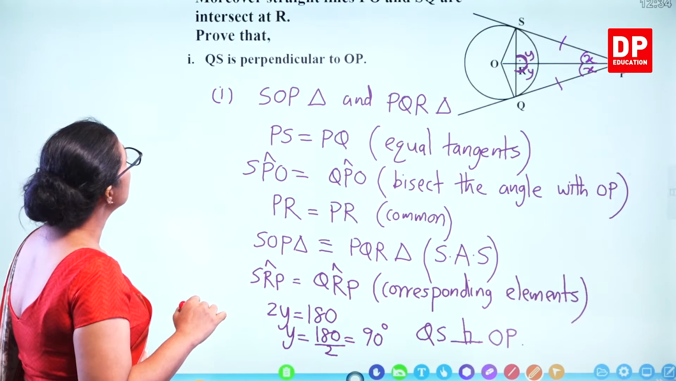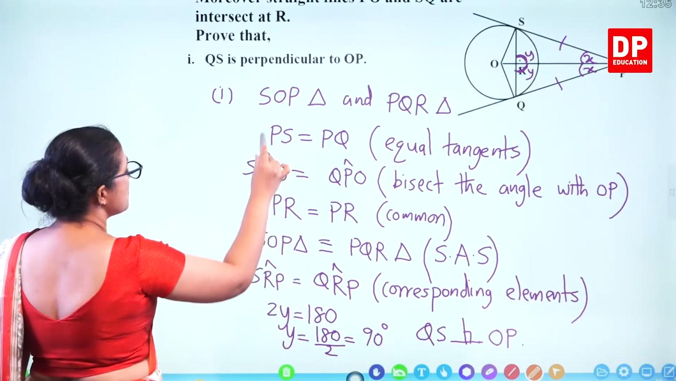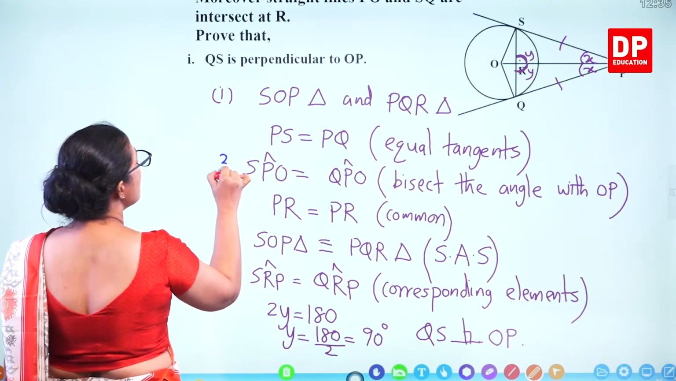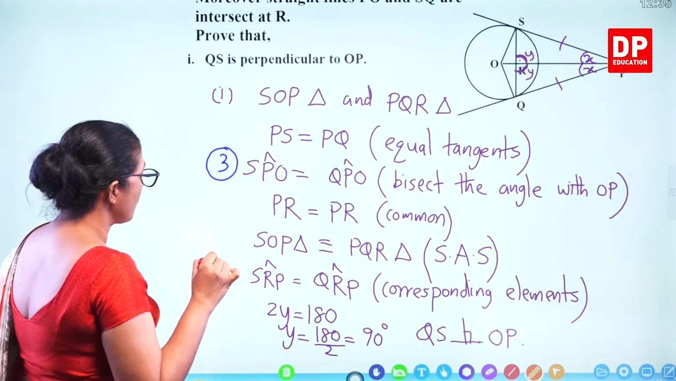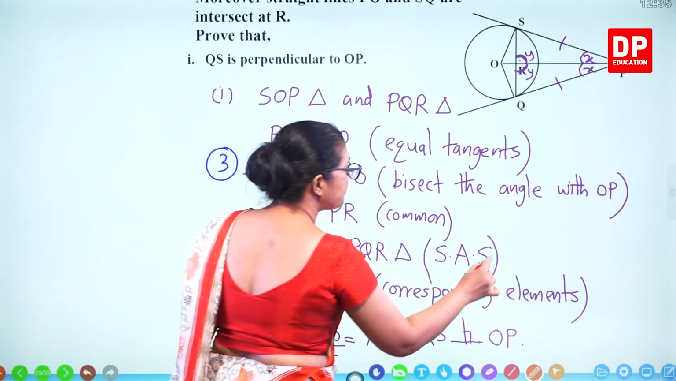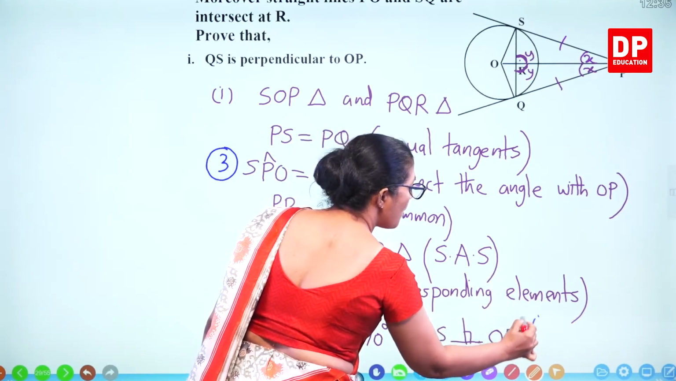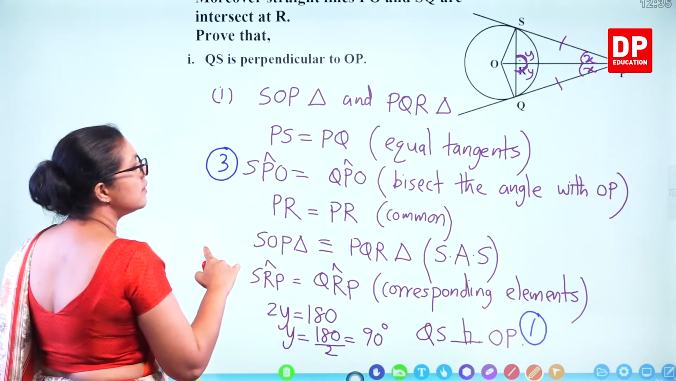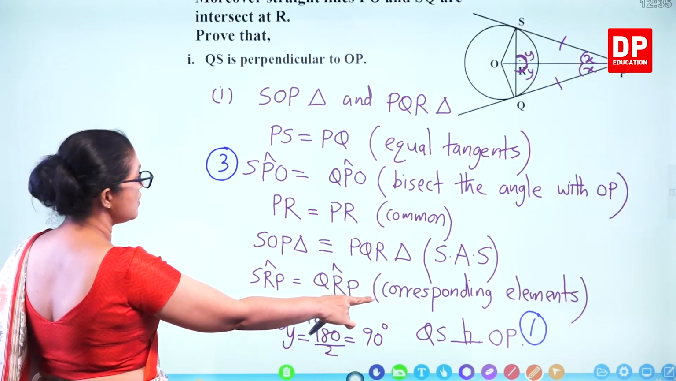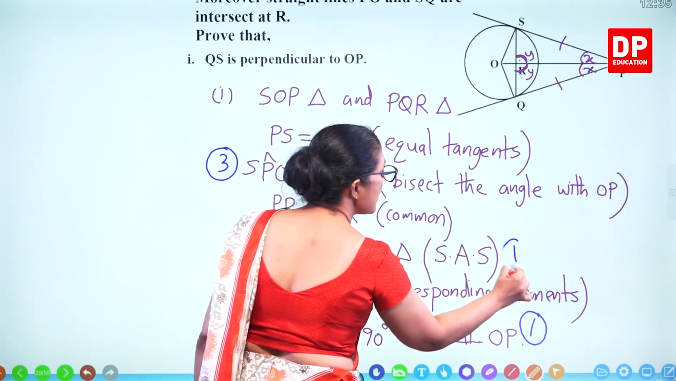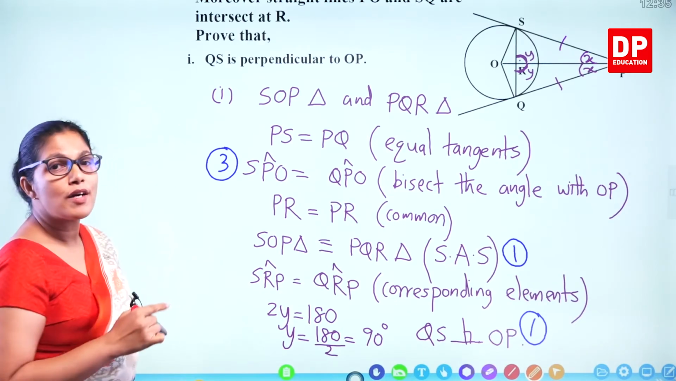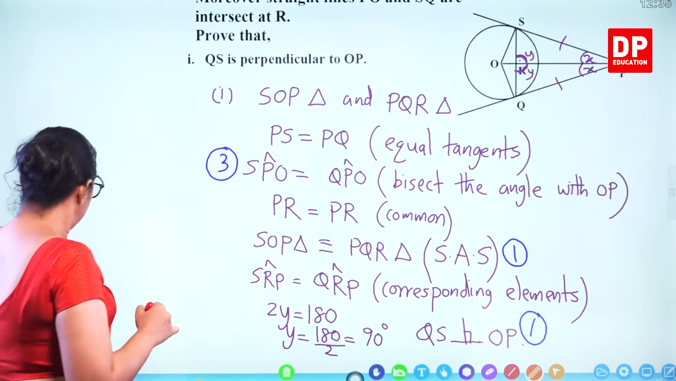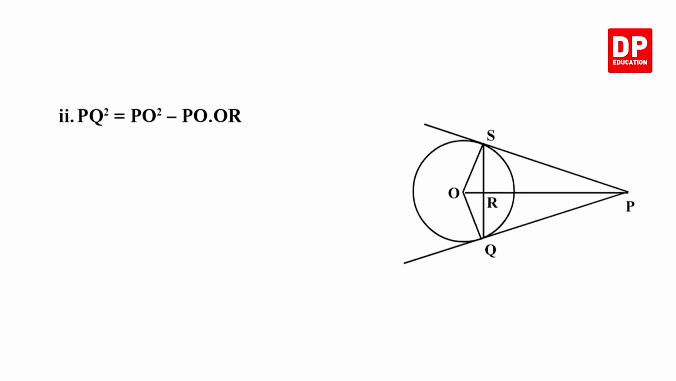So we can give marks: 3 marks here for congruency, 1 mark here for this one, and 1 mark for this case, SAS. So altogether 5 marks for this part. Now we'll look at the second one.